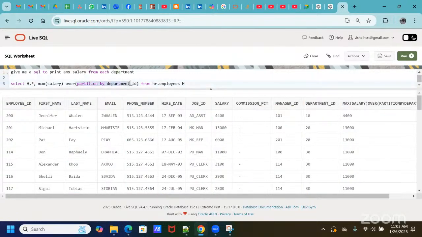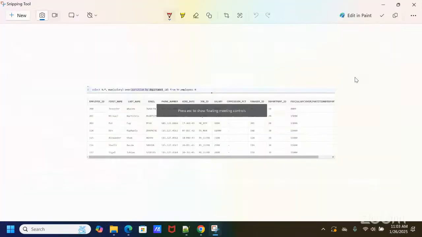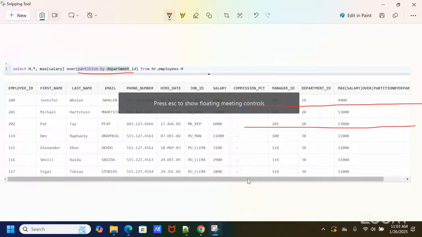See this, what will happen. I wrote partition by. Partition by will create a boundary. How will the boundary be created? Partition by department ID. In the department ID column, 10 is one boundary, 20 is one boundary, 30 is one boundary. India, Pakistan, Bangladesh, boundaries created.